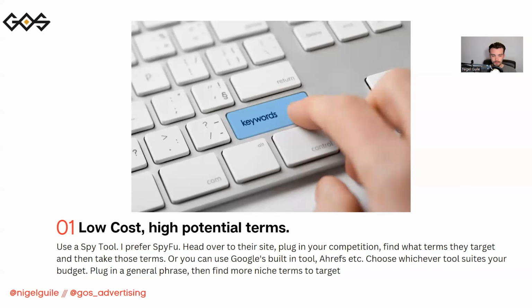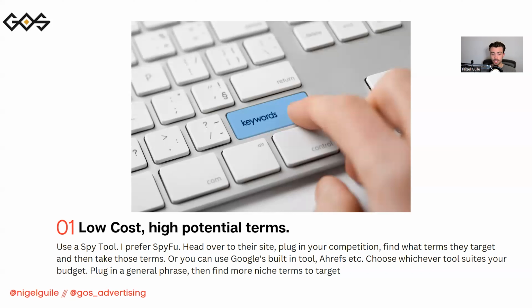So the first point I have here is we want low cost keywords with high potential terms. To find these keywords, I use a spy tool personally. I prefer SpyFu. Head over to their site, plug in your competition, find what terms they target, and then take those terms. I will put a link to SpyFu in the description. You guys can check them out.